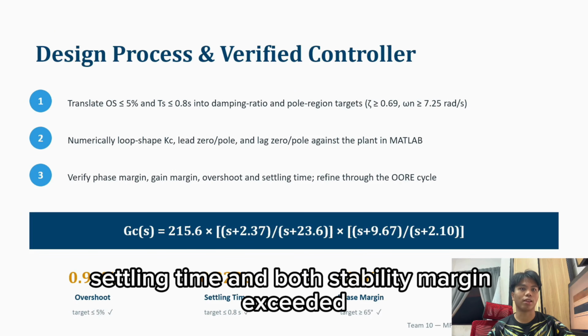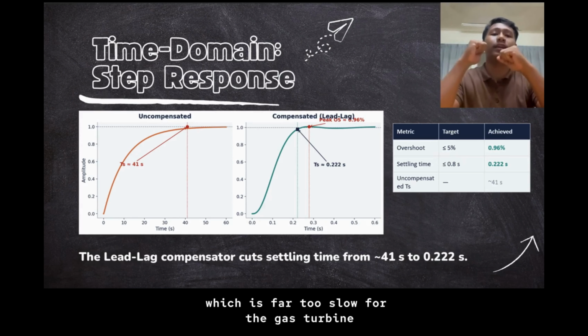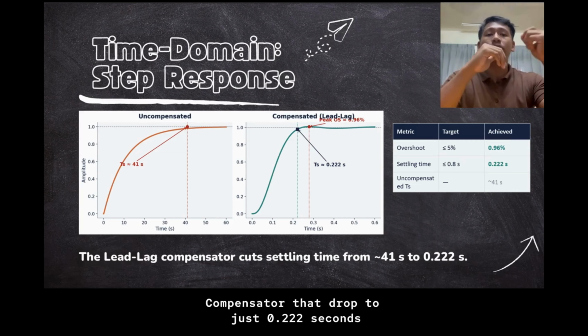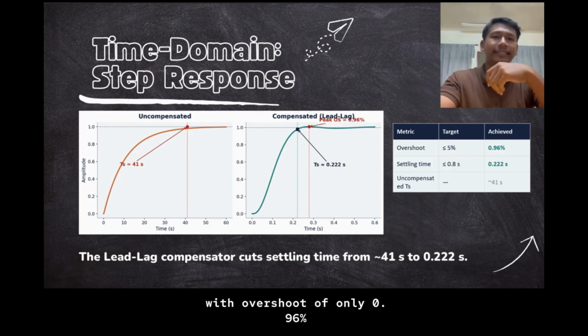As the first part, the first thing we checked was the step response, how fast the vane reacts to a command. Without any controller, the actuator alone takes about 41 seconds to settle, which is far too slow for the gas turbine. Once we add our lead lag compensator, that drops to just 0.22 seconds with an overshoot of only 0.96%, as you can see here.